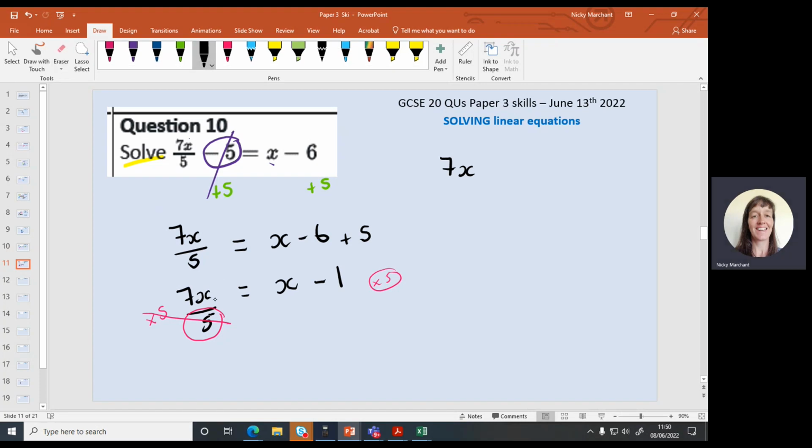We're left with 7x on this side, and over this side, we're going to have 5x minus 5, because I've done x times 5, and I've done minus 1 times 5. The final step now, well, penultimate step, is to move this 5x. So I'm going to get rid of this 5x on this side.